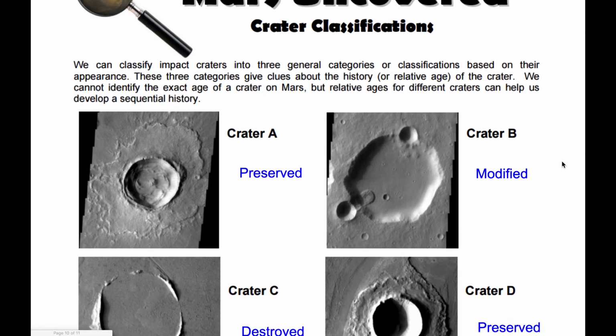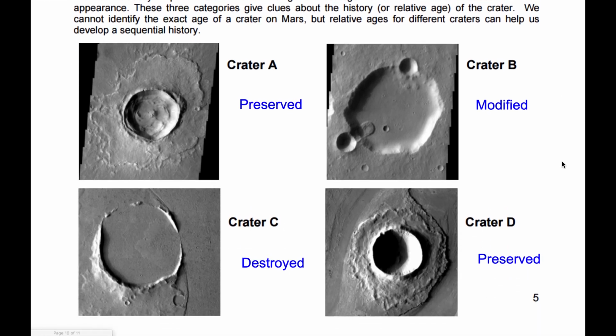Now if we take a look at these craters. Crater A is a great example of a preserved crater. We can see a very sharp rim, and we can even see a really clear ejecta blanket. Crater B is a modified crater. The rim is fairly sharp, but not as clear as crater A, and you can see it's been cross-cut by other impacts. Crater C is a destroyed crater. The rim is barely visible, and the center has been mostly filled in. D is another example of a preserved crater, very sharp outer rim and a very clear ejecta blanket.